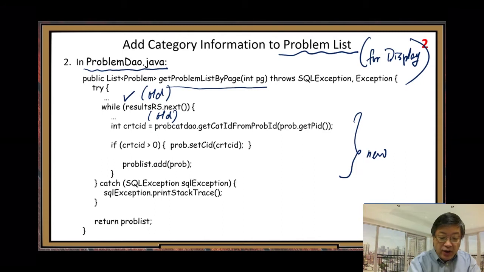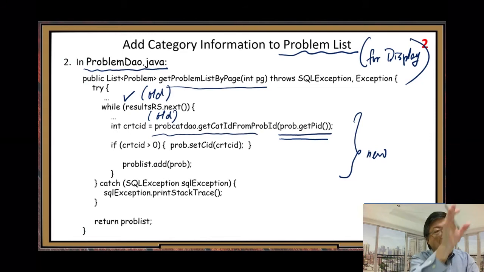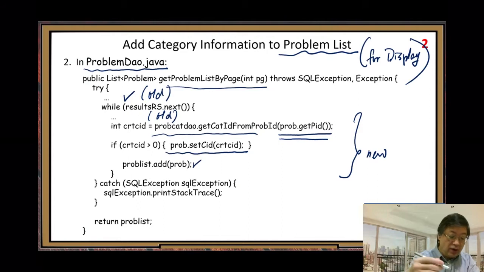First, you can see, because at this point we already have the problem ID, we pass it to the method to get its corresponding category ID. It could be 0, right? If it's 0, we just leave it there, we do nothing. If it is greater than 0, then we set the CID of the problem to that positive integer number. Then we add to the list and return the problem list.